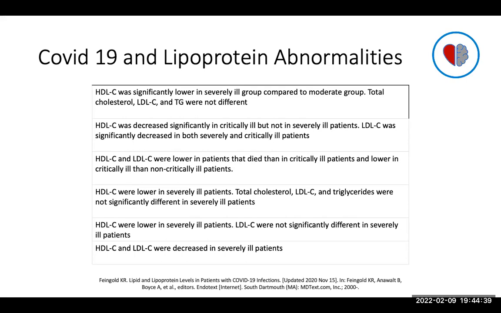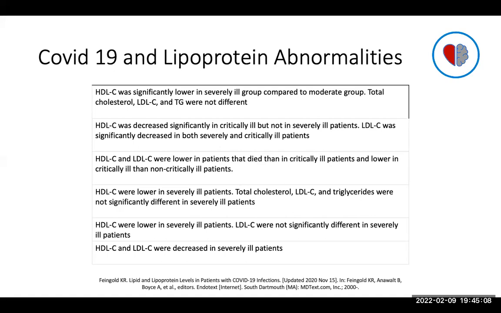And interestingly, LDL and HDL had a relationship with CRP. So the higher the CRP, the lower was the HDL and LDL. Now, what we don't have information on is, can artificially changing these LDL-HDL levels impact prognosis? We don't know that because the pandemic is very new and no one has really looked at that yet.